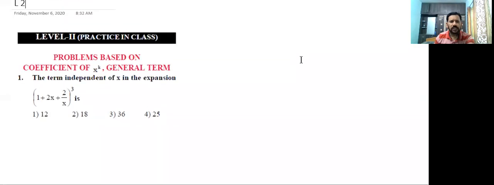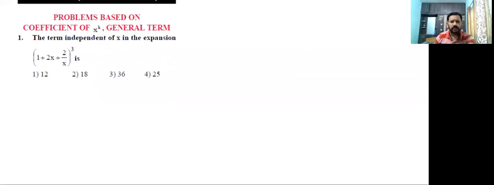Problems. Level 2, first problem. How to solve that? The term independent of x in the expansion of (1 + 2x + 2/x) whole cube. Independent term means, as we know very well, the constant term, the x power 0 coefficient. 1 plus the remaining two terms, take 2 common, we get (x + 1/x) whole cube. This is in the form of (a + b) whole cube.